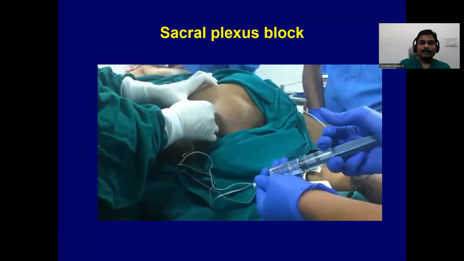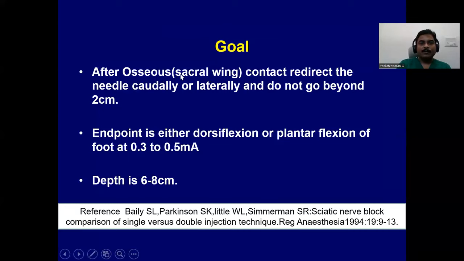So the goal for the sacral plexus is, once you go to this point where upper 1/3 and lower 2/3 meet, you advance the needle by 4 to 5 centimeters, and you'll hit an osseous contact, which is nothing but the sacral wing. Once you hit the sacral wing, you redirect the needle caudally or laterally, but don't go beyond 2 centimeters from the osseous contact of the sacral wing. The end motor response is either dorsiflexion or plantar flexion, which you'll be able to get between 0.3 to 0.5 milliamps in normal individuals.